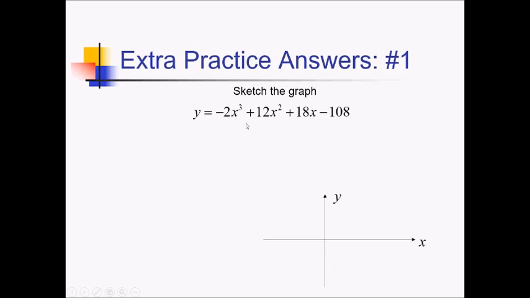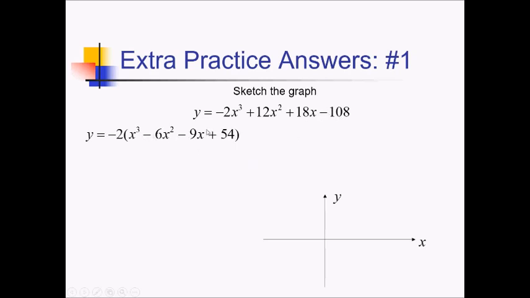So to start with, let's look for common factors. Now it looks like all of these are divisible by 2. In fact, let's make it a negative 2, just so we can get this x cubed without any coefficient other than 1. That would be helpful. So if I factor out a negative 2, I'm left with x cubed minus 6x squared minus 9x plus, let's see, this is going to be 54.